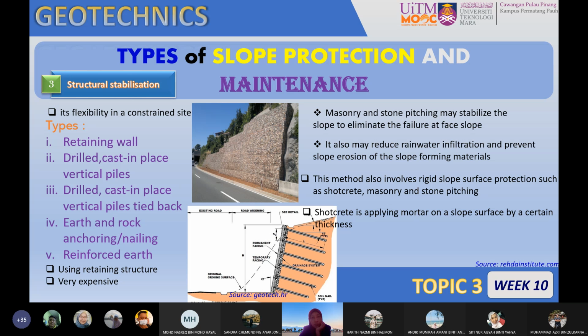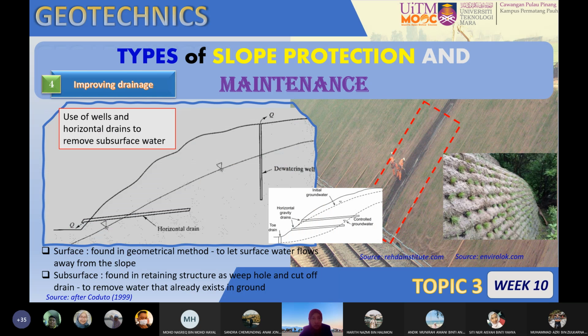Why do we spray the shotcrete on the slope face? Because we try to prevent any infiltration of water. As I said, when the slope is fully submerged with water, it is prone to slope failure. So we try to prevent that from happening by providing proper drainage.